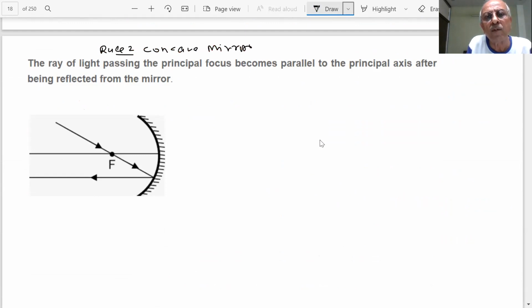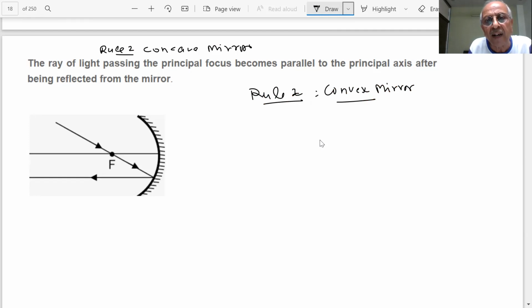Now I am giving you, students, rule 2 for convex mirror. Rule 2 for convex mirror. Be with me, students. Keep on making a drawing of all this.